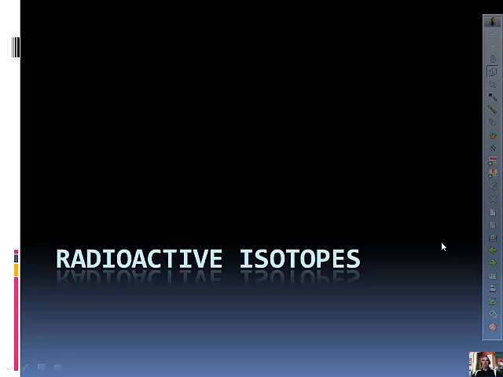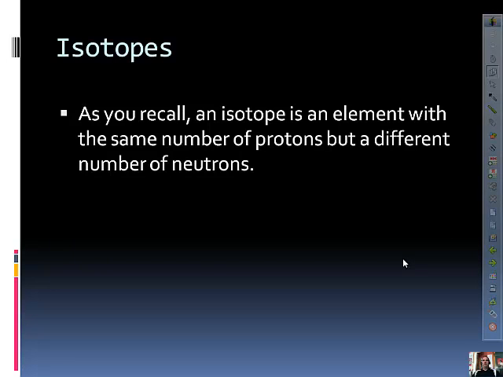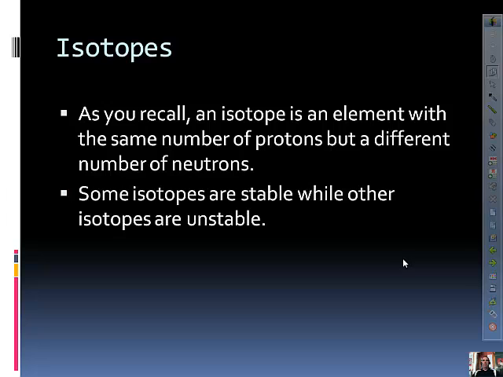Today we're going to start talking about radioactive isotopes. Now, when you think of an isotope, just remember, an isotope is an element with the same number of protons but a different number of neutrons. Now, some isotopes are going to be stable, while other isotopes are going to be unstable.